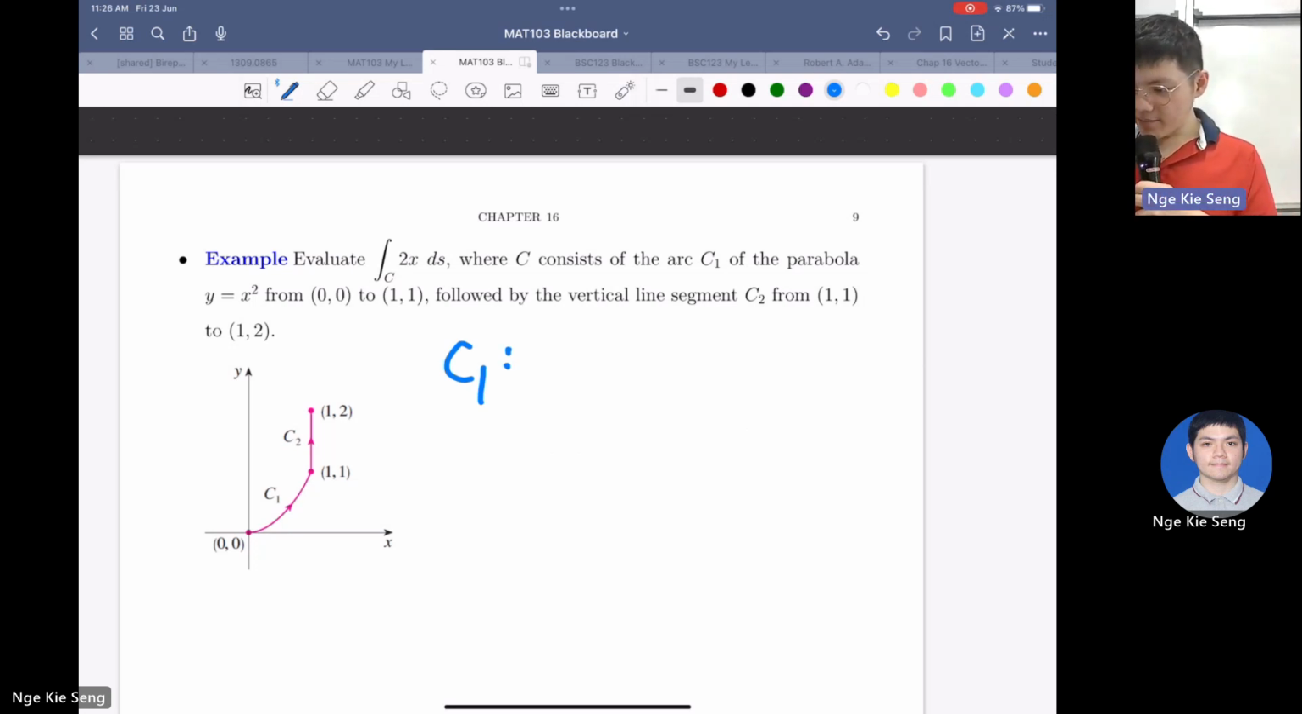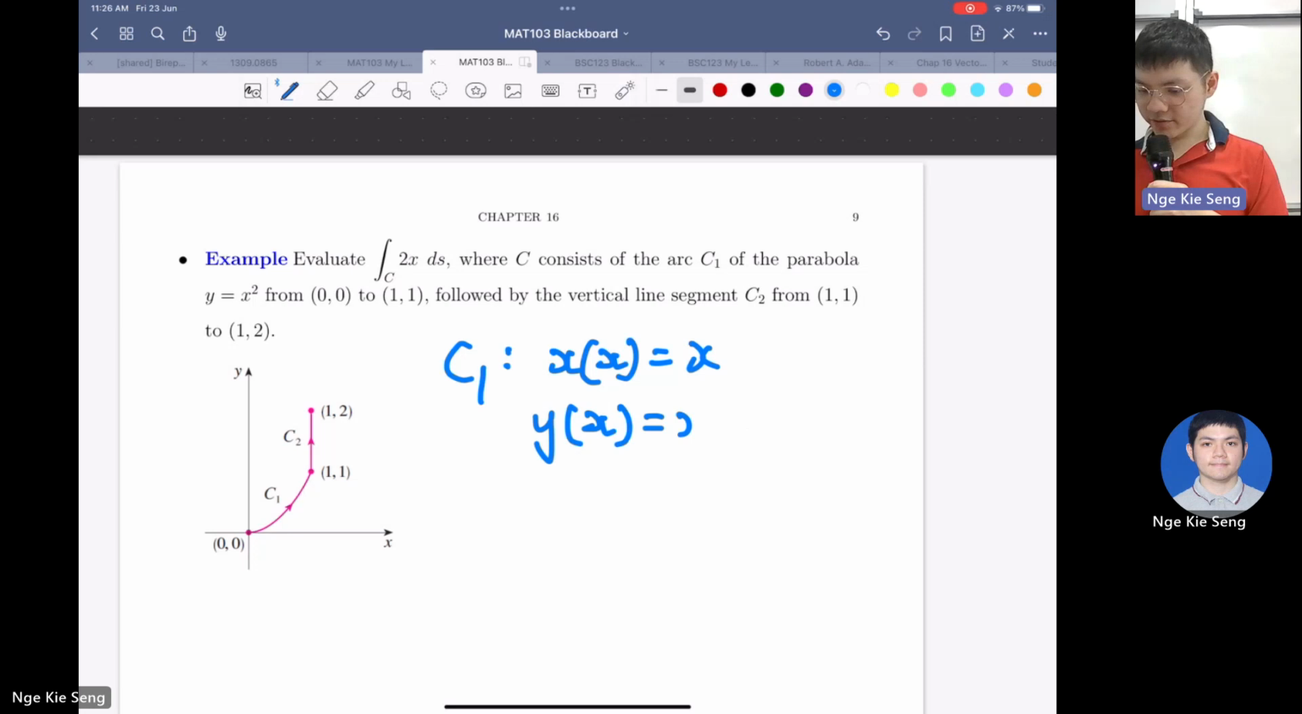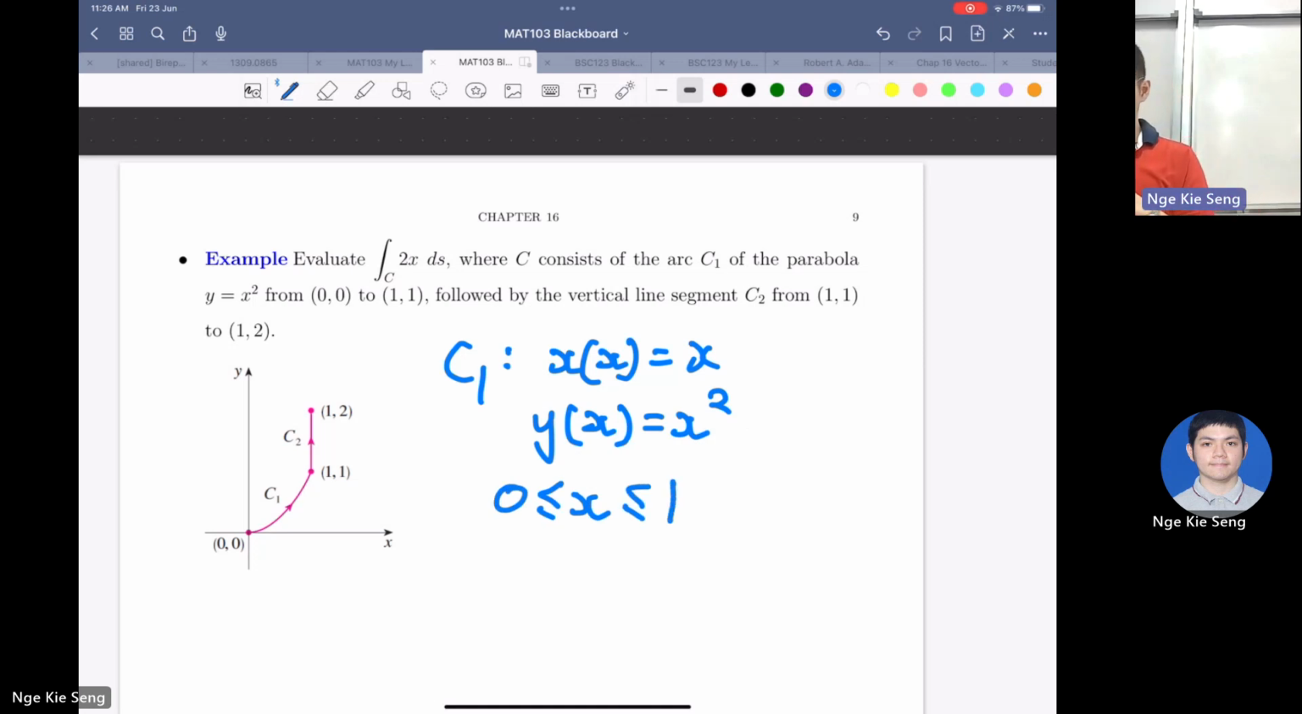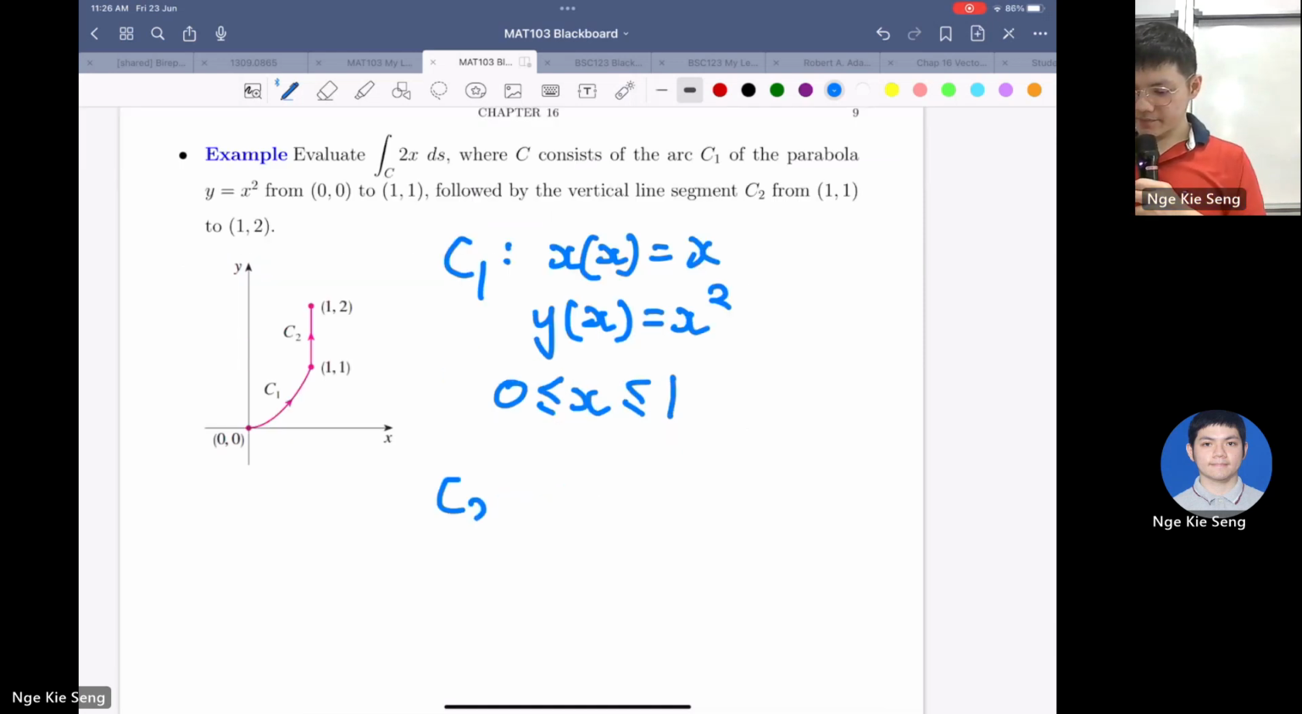This is given by a parabola y equals x squared. So x is x, y is x squared, and the range is x from 0 to 1. This is the C1 curve. How about the C2 curve? How do we describe C2?